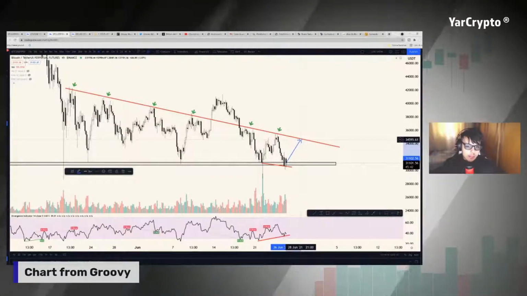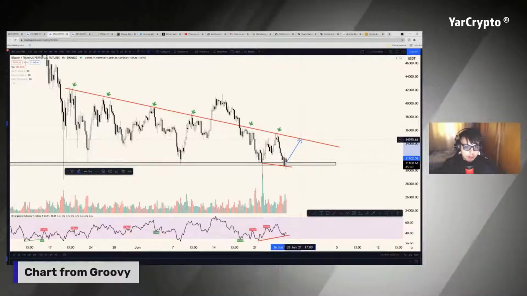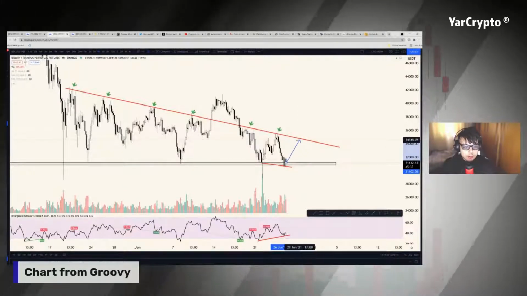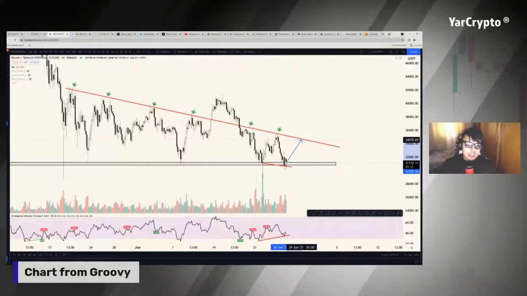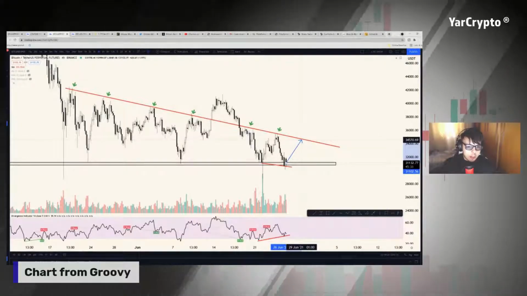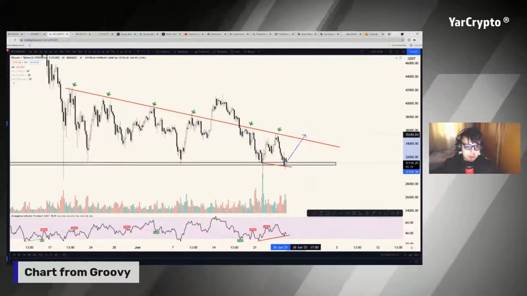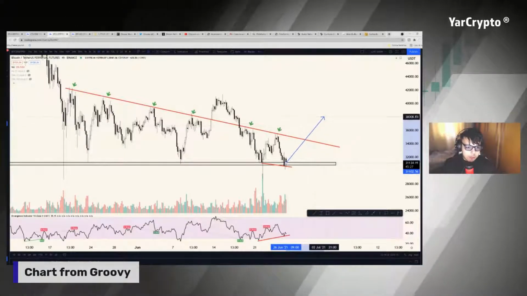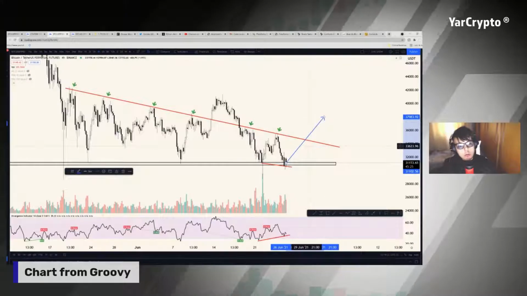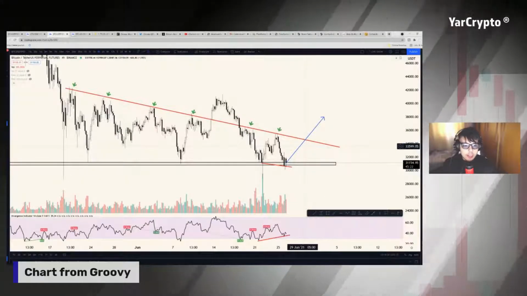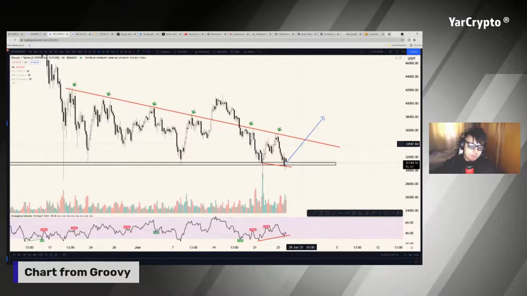And after so many tests, guys, I strongly believe that if we test this resistance here one more time, the selling pressure is not going to be enough for us to get back down, and we are actually going to break this again and continue to the upside. Okay, so yeah, BTC, that's the picture for now.